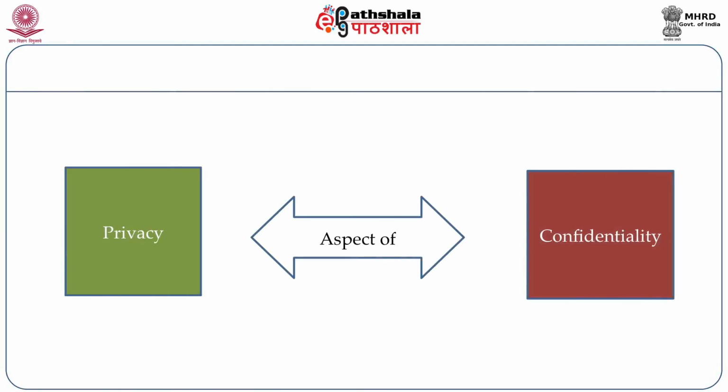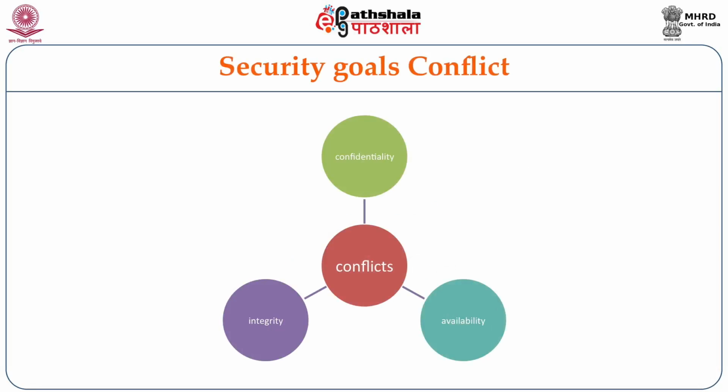All in all, privacy is an aspect of confidentiality. We already have emphasized that security goals are confidentiality, integrity, availability. Confidentiality may frequently conflict with availability, because if a matter is confidential, it may not be available. So if the telephone number need not be published in a directory, some people will not be able to reach you by telephone.